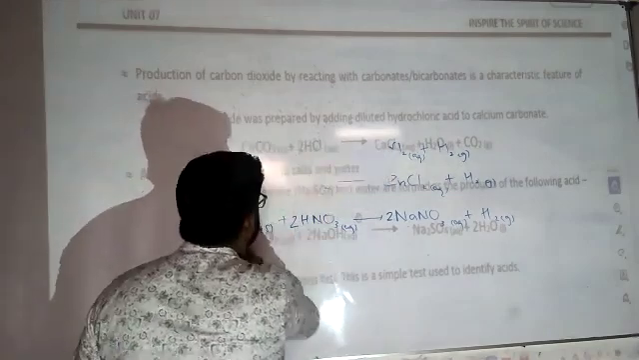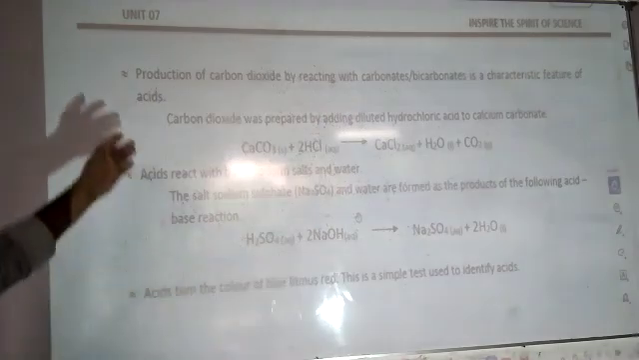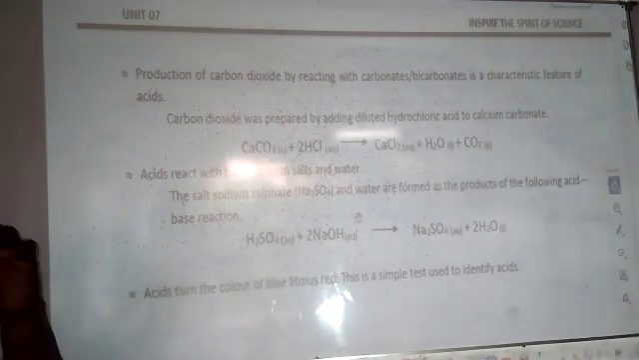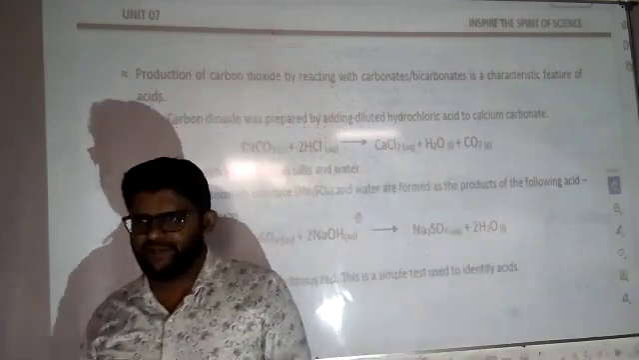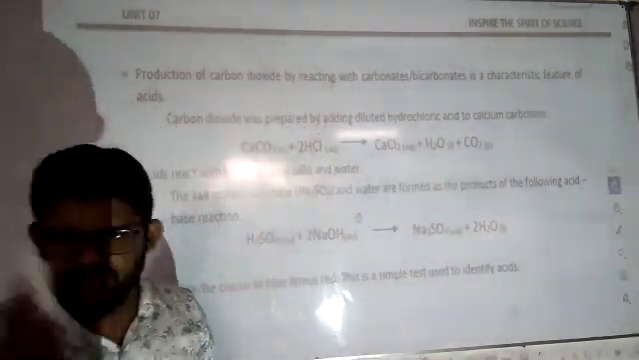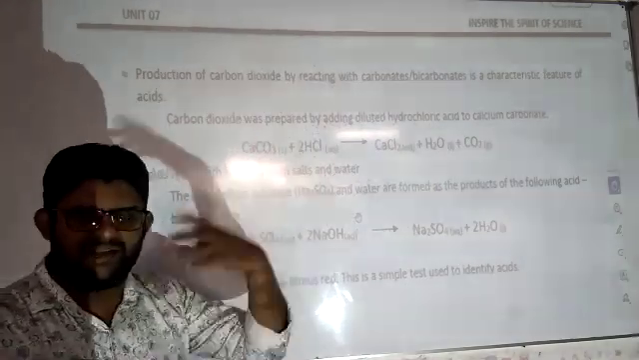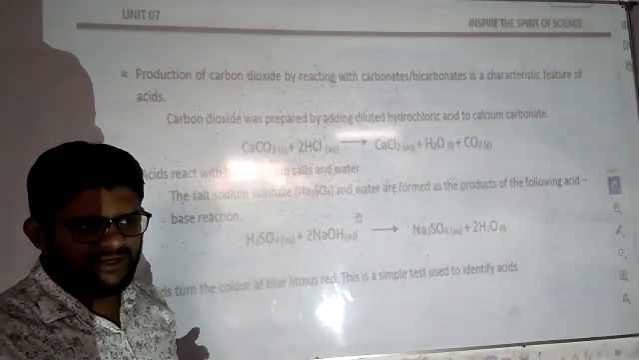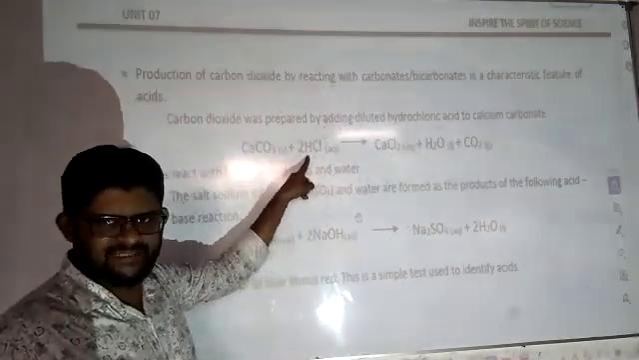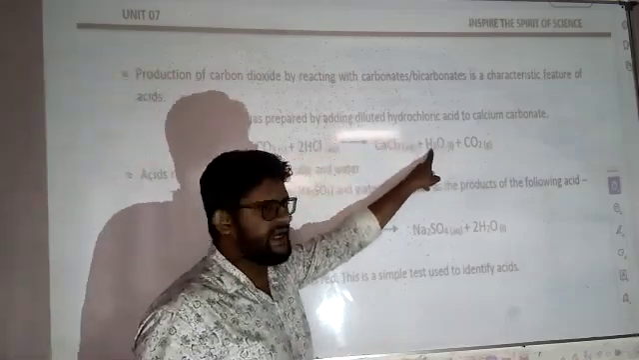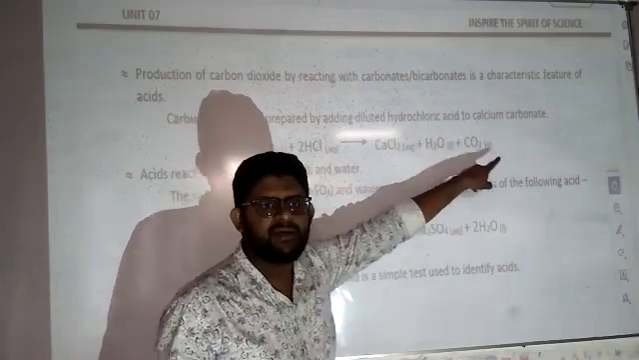The other properties. Look at the other properties. What is the next one? Production of carbon dioxide by reacting with carbonates. Now, a carbonate or a bicarbonate you take, maybe calcium carbonate, magnesium carbonate, sodium carbonate. So any carbonate or bicarbonate when you are adding with an acid, it forms H2O and carbon dioxide.